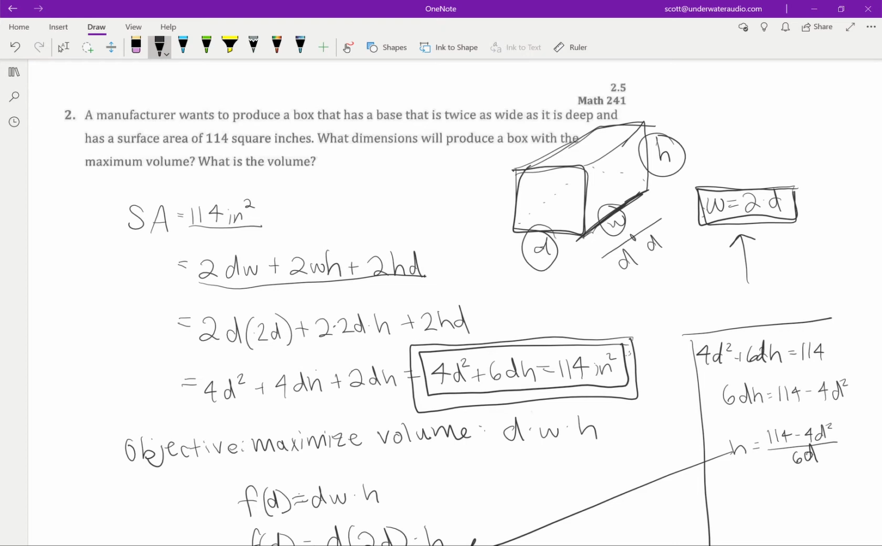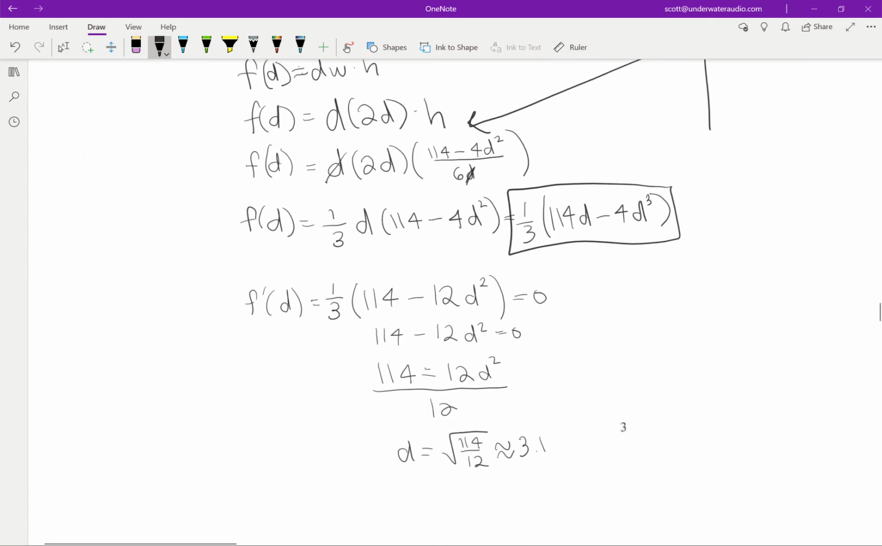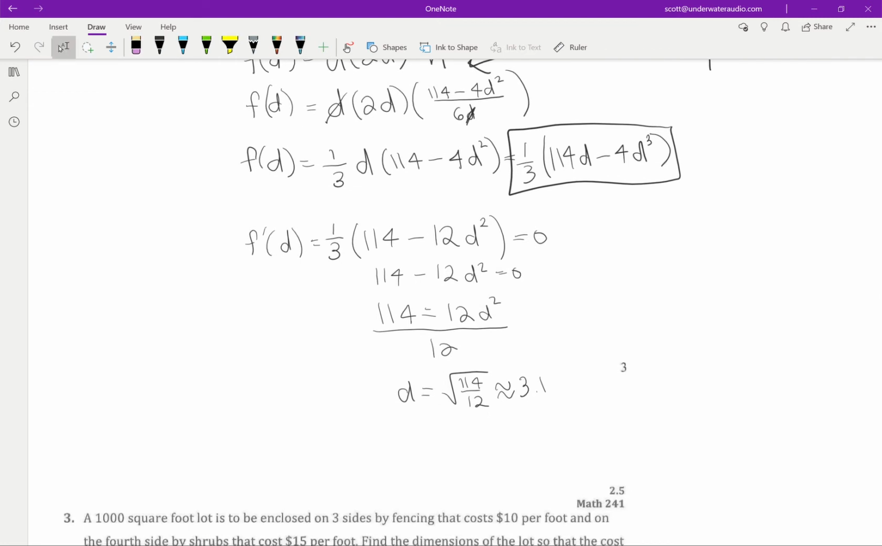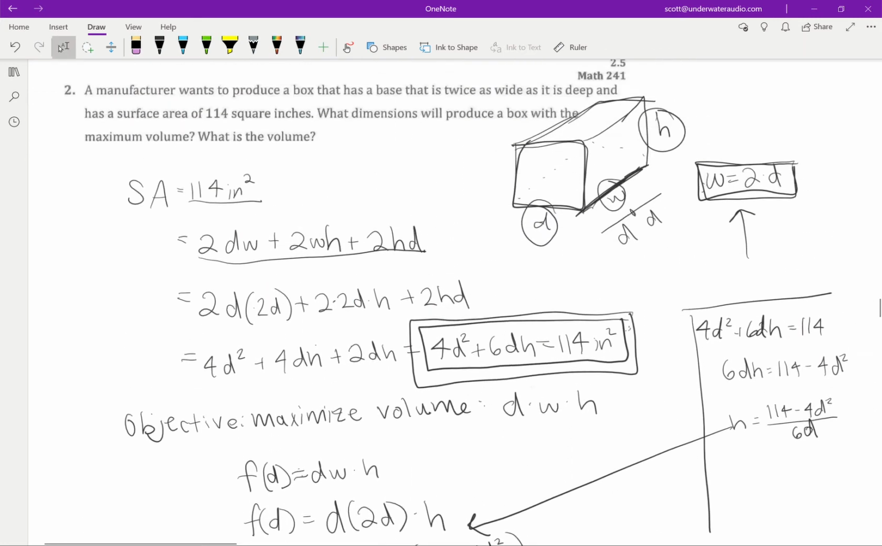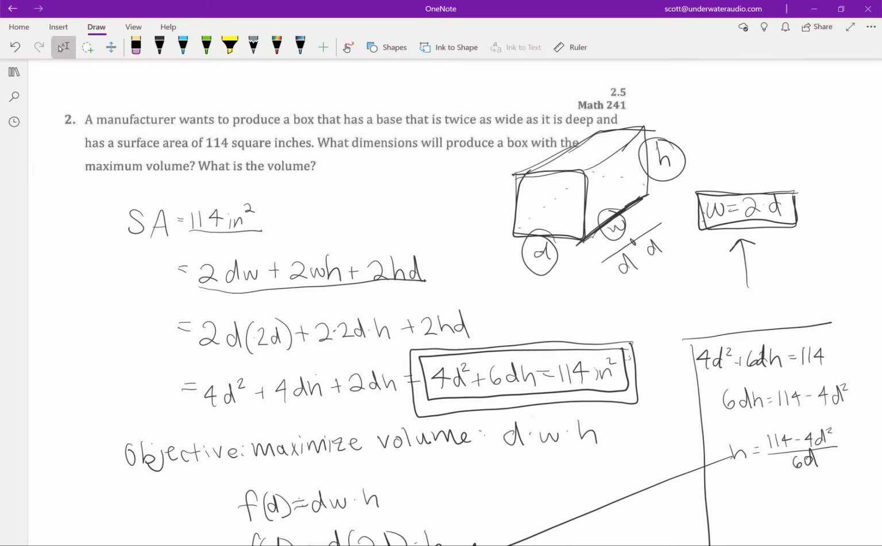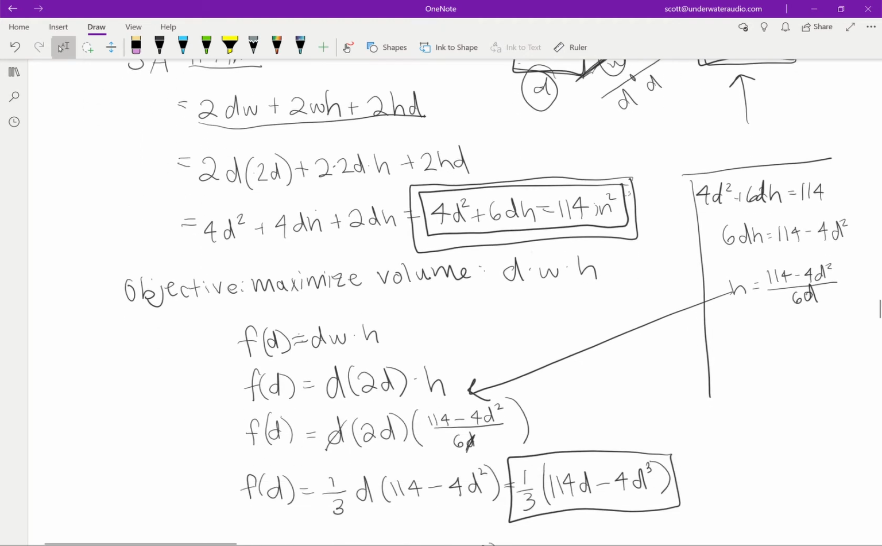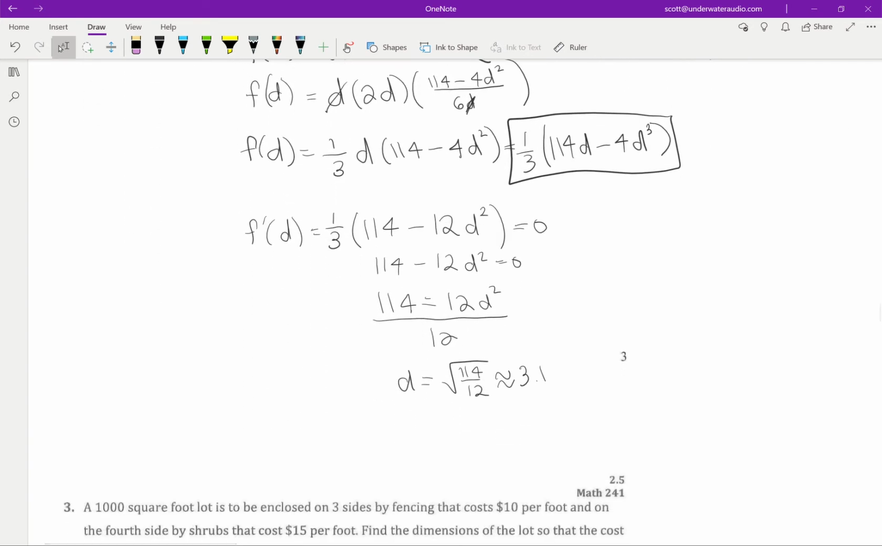So the way I could double check is by taking the second derivative and plugging it in. But in this case, they are telling you that there's a maximum, so it's a pretty safe assumption that this is the right critical point. So let's find D, W, and H.